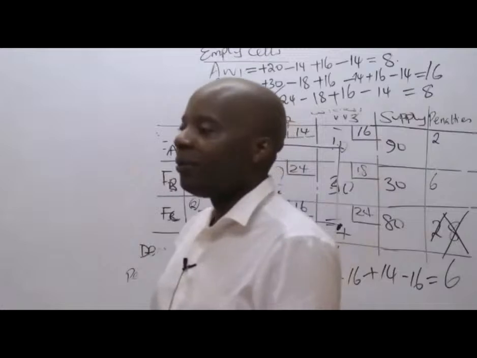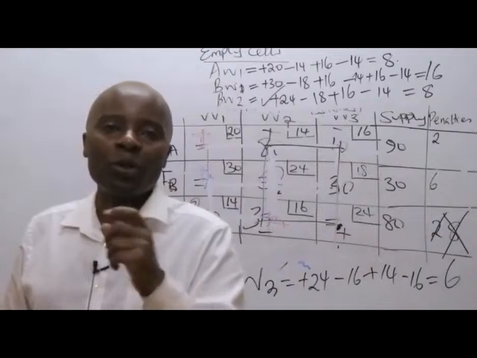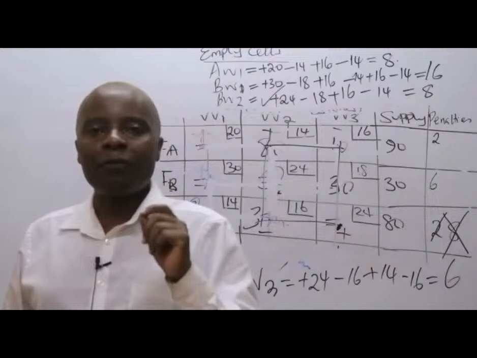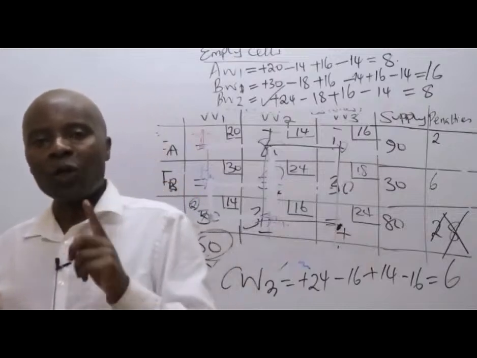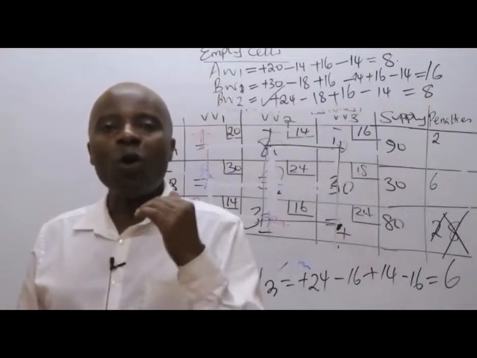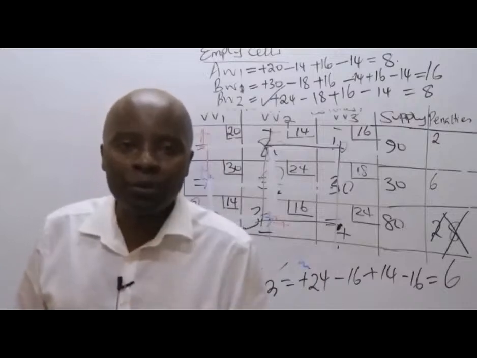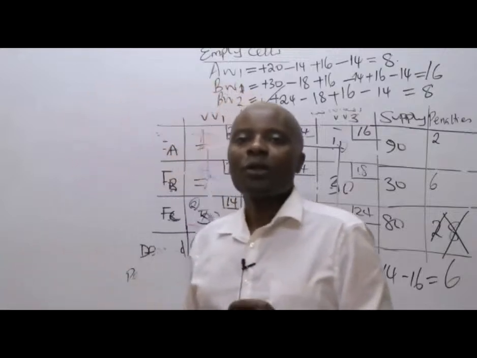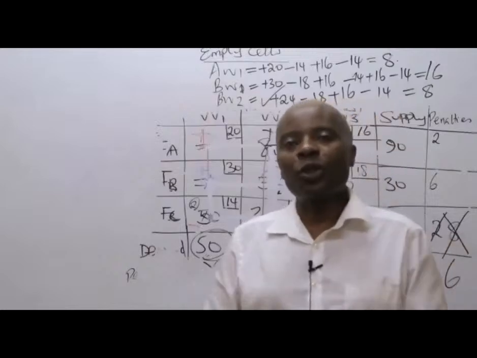Ladies and gentlemen, please let's make some observation there. All the shadow prices are positive, and therefore we have an optimal solution. Remember, our solution can only be optimal when the shadow prices are positive. So therefore, our solution is what here? The best. Our solution is optimal.